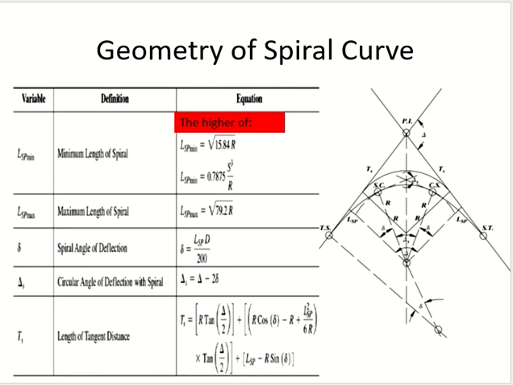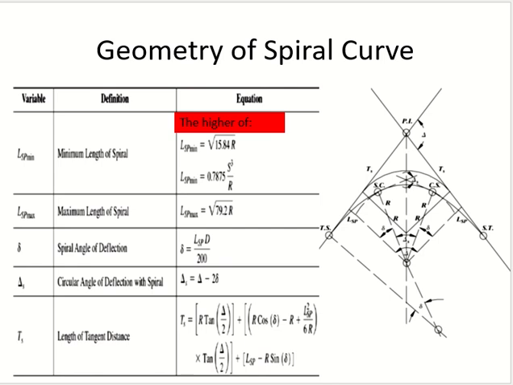Now, first of all, we have the equations for the length of the spiral: maximum length and minimum length of a spiral. Maximum length, one equation, one value. Minimum length, two values, both different because they come from different equations. So which one do we pick? The higher one, because the higher one will satisfy both of them. Say this one is 100, this one is 200. If you pick 100, then 200 is not satisfied. But if you pick 200, 100 is also satisfied as a minimum. So we satisfy both of them.